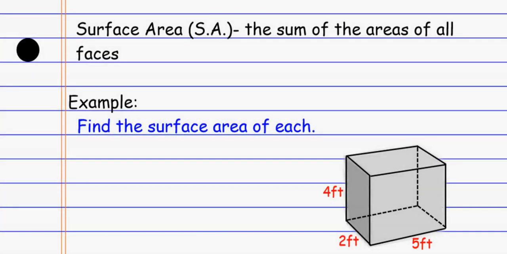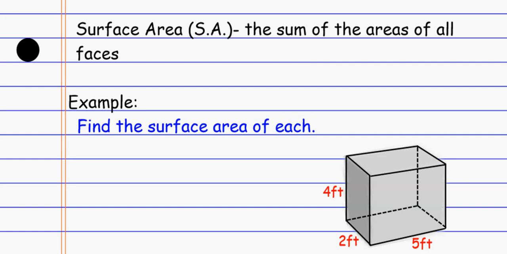All right, so surface area is quite simply the area that covers the surface of a three-dimensional shape. And so it's the sum of the areas of all the faces. And so when we talk about faces of a three-dimensional shape, it's basically like the polygons that are the surfaces on each side of the figure.